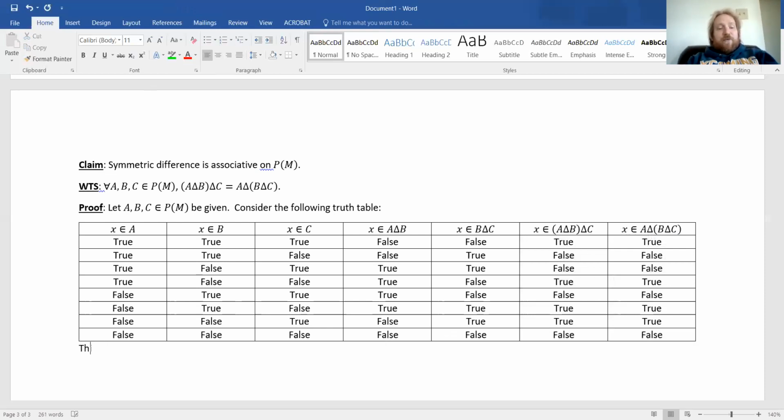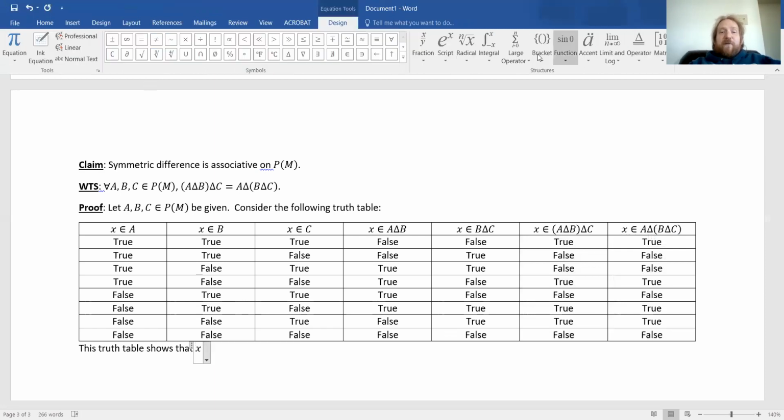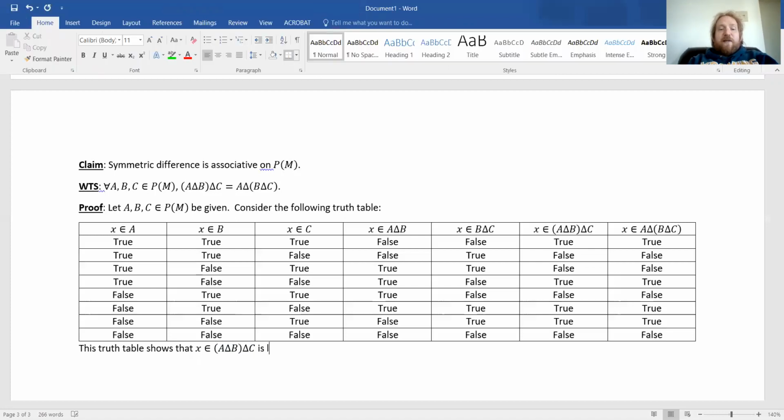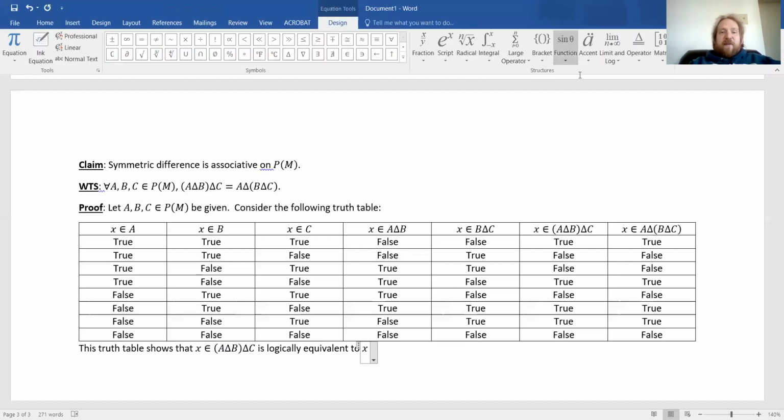This truth table shows that x is a member of A symmetric difference B symmetric difference C is logically equivalent to x is a member of A symmetric difference B symmetric difference C in parentheses.